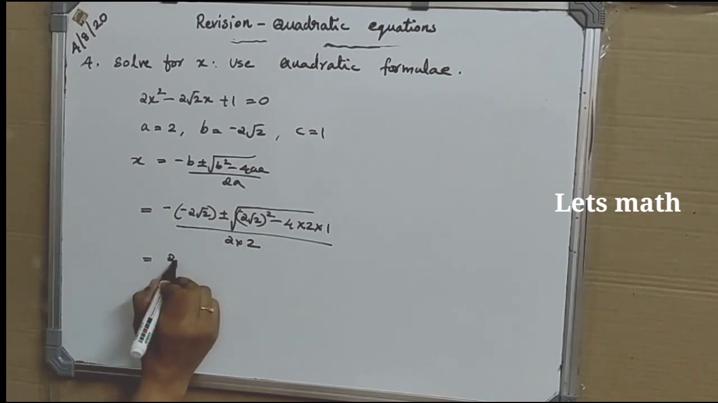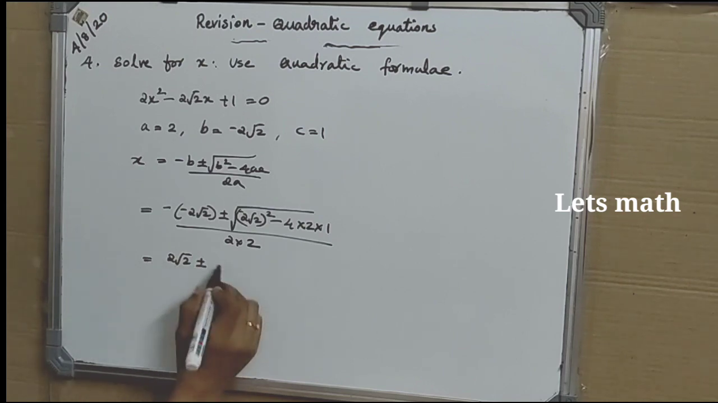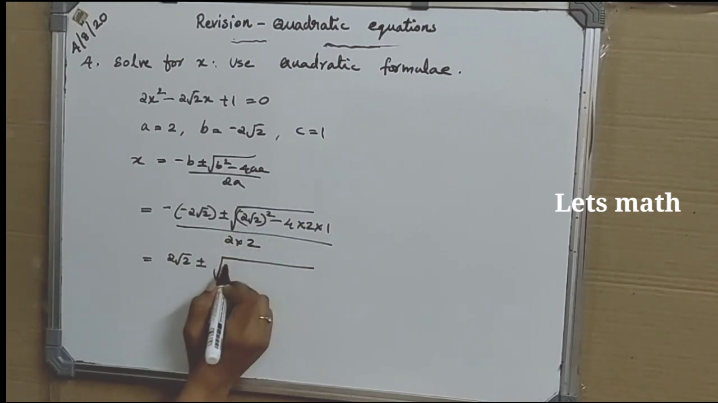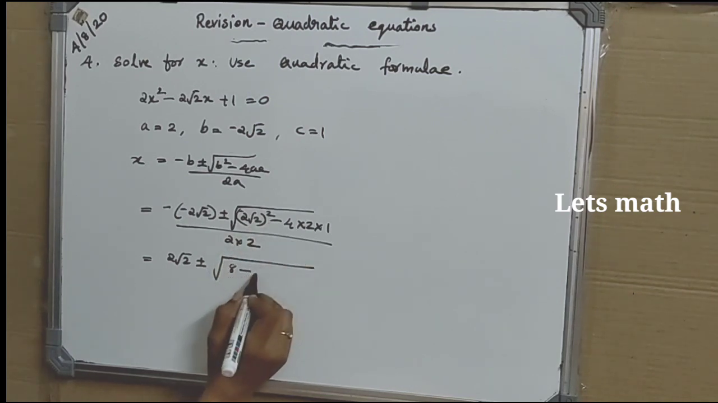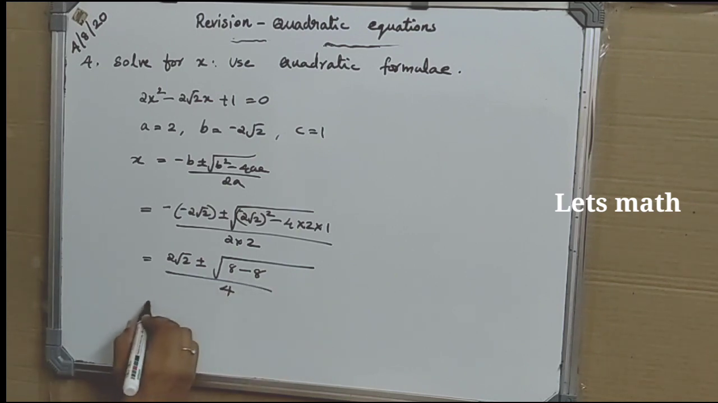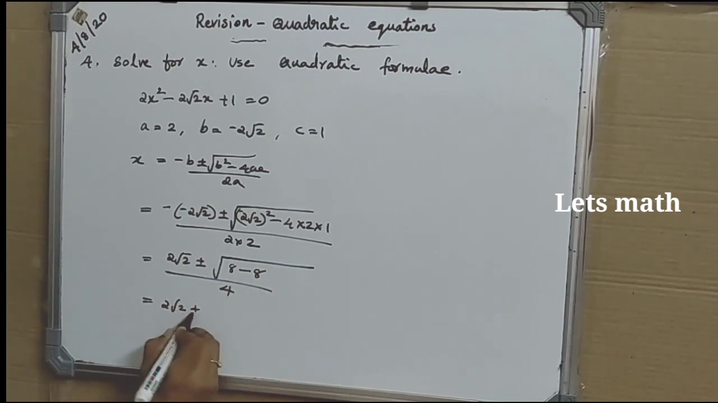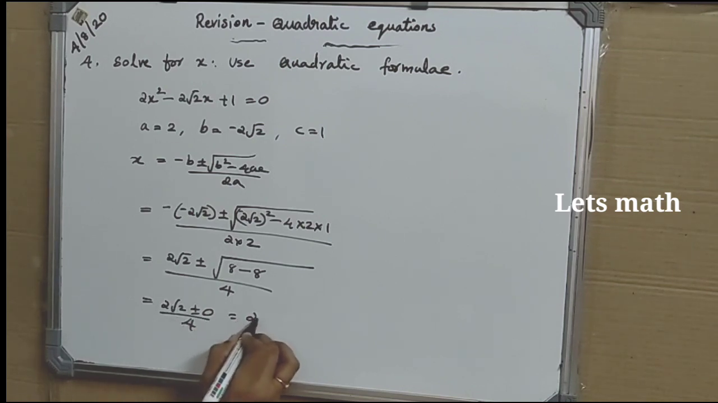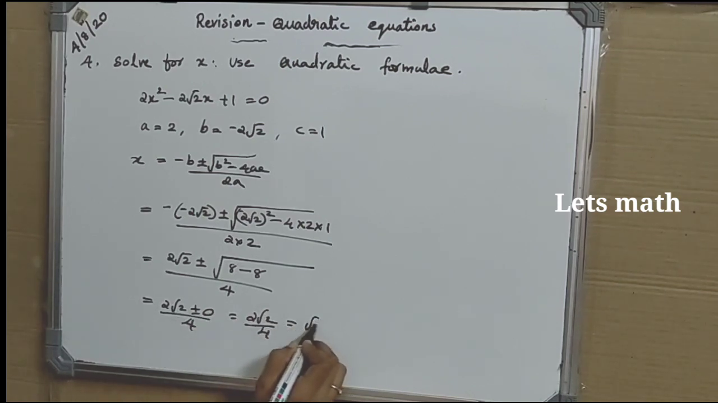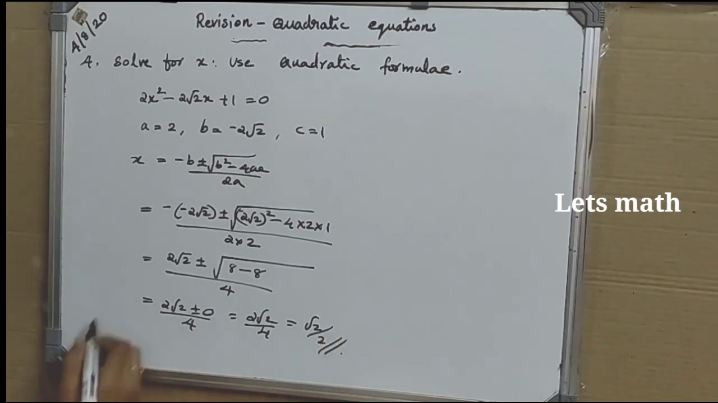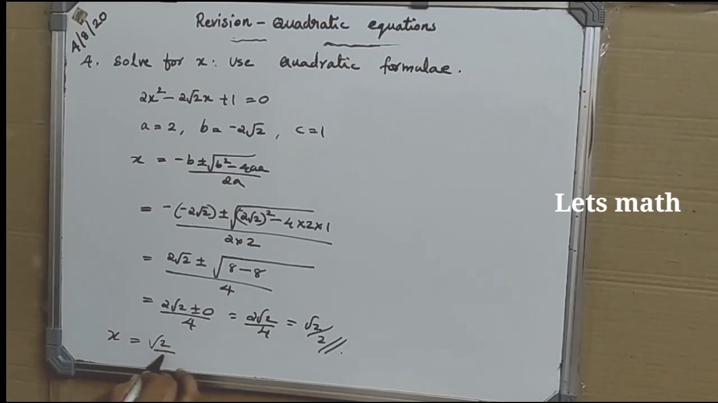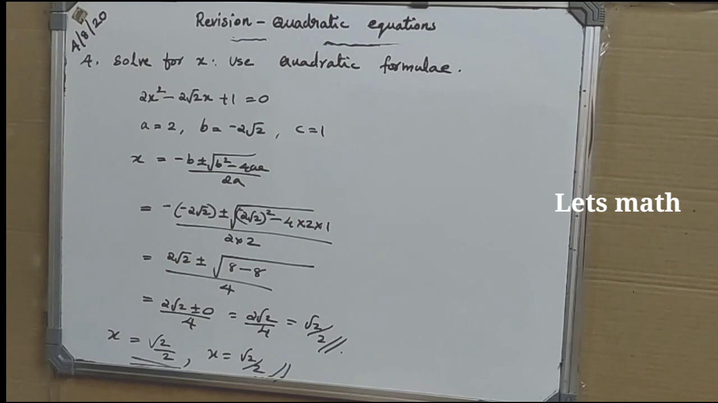That is, minus of minus becomes plus 2 root 2 plus or minus root of 2 square is 4, root 2 square is 2. So that 4 into 2 is 8. 8 minus 8 divided by 4. That is 2 root 2 plus or minus 0, 2 root 2 by 4. That is root 2 by 2. Okay, here we get x equal to root 2 by 2. That means x is equal to root 2 by 2 and x is equal to root 2 by 2. These are the two equal roots we get.